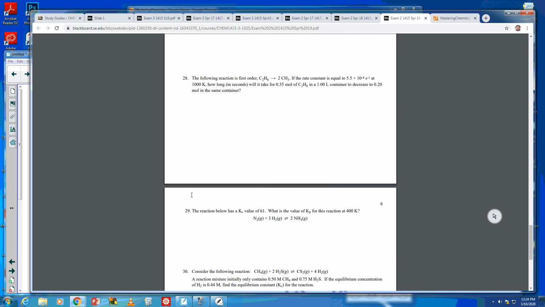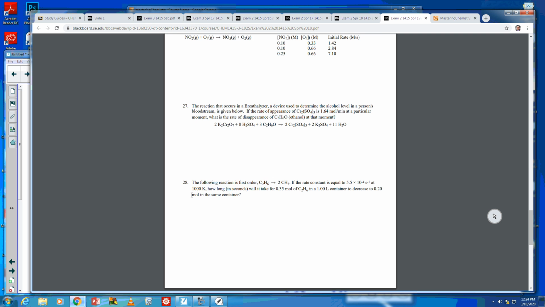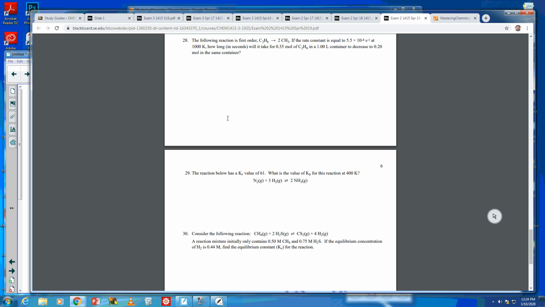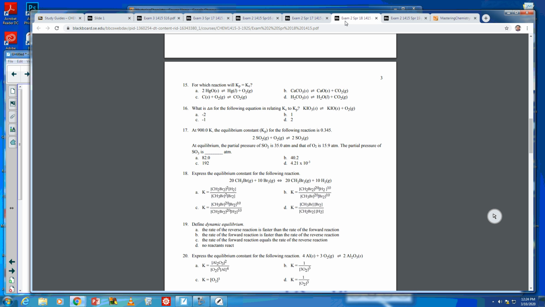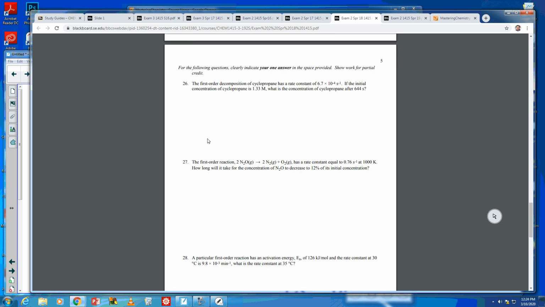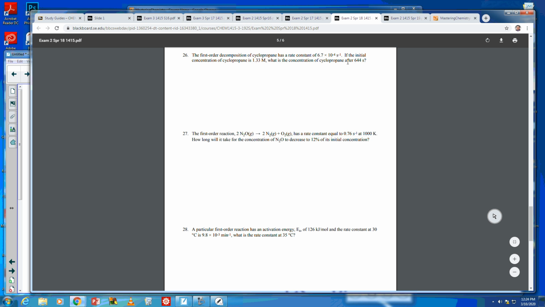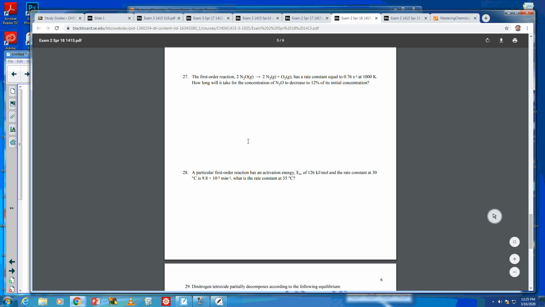Okay, let's see if we've got one like that on the test. There's a breathalyzer disappearance. Okay, problem 28, going to be a reaction like that. It gives me the rate constant. No, that's a time one. Let's go back to the next one. That's first order decomposition. That's an integrated rate law problem. So it's 27. Okay, 28.